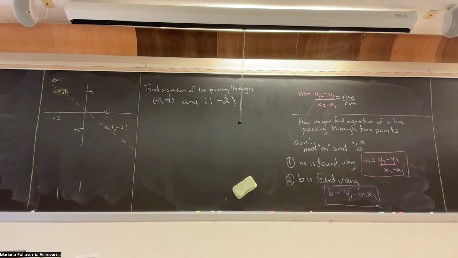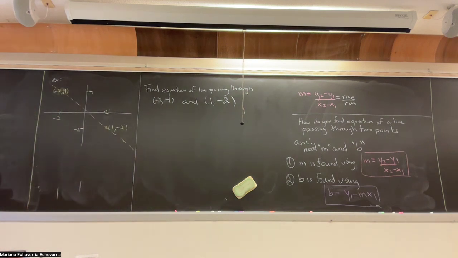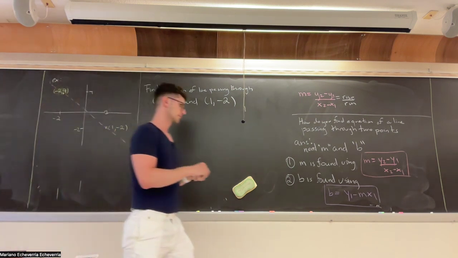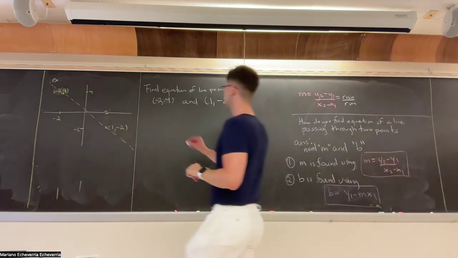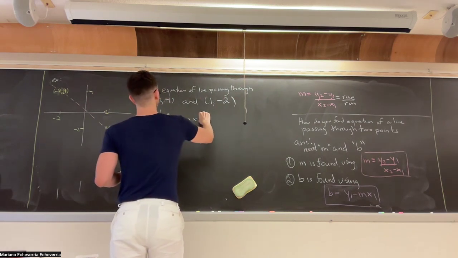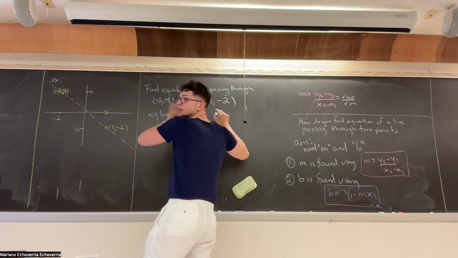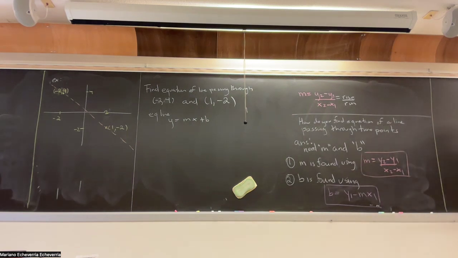So again, for the line, I just copy this. The equation of the line is going to be y equals mx plus b always. So I know the line the moment I know m and b. That's the idea. That's what you have to think about: the line needs two pieces of data, m and b.